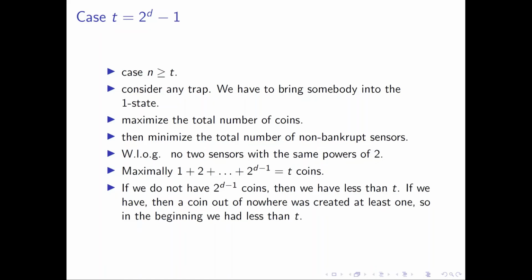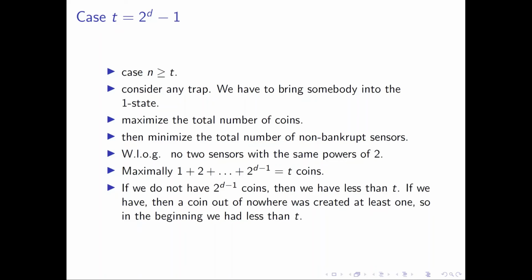You know, throughout the execution of the protocol, the number of coins can increase, right? But it's always bounded, right? Because any sensor can hold at most 2 to the d minus 1 coins. So the total number of coins is bounded. So we just consider the maximal possible value of coins. And after we did this, we also minimize the total number of non-bankrupt sensors as before. Now, we take this maximal minimal configuration.